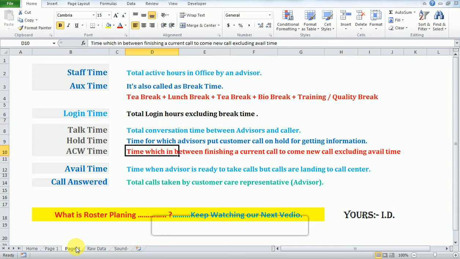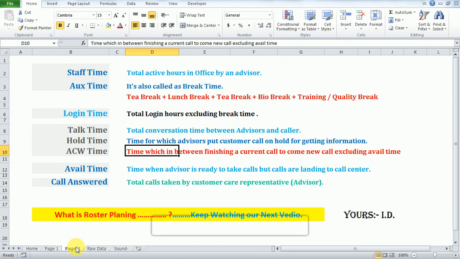Now, ACW time. ACW time is after call work. It is also called wrap up time, the time between finishing a current call and the coming of a new call, excluding avail time. So this is ACW time. Once the customer care executive has finished your call and is waiting for a new call, but there should be no avail time, that is called ACW time. In many companies it is 5 seconds, 3 seconds, 8 seconds or 10 seconds. It is according to the company.